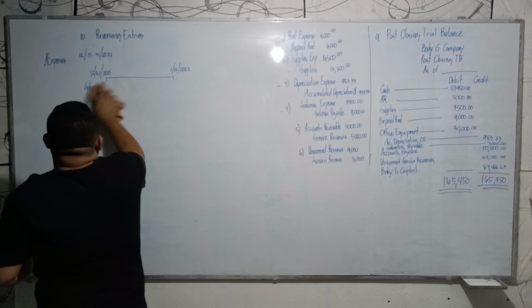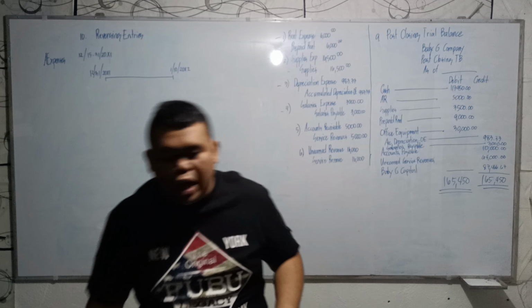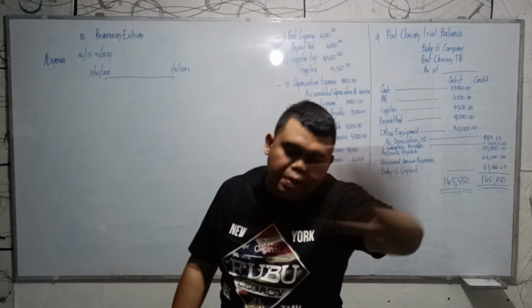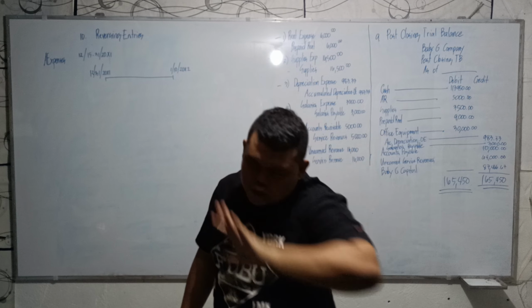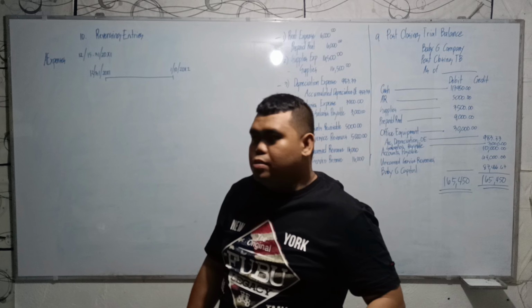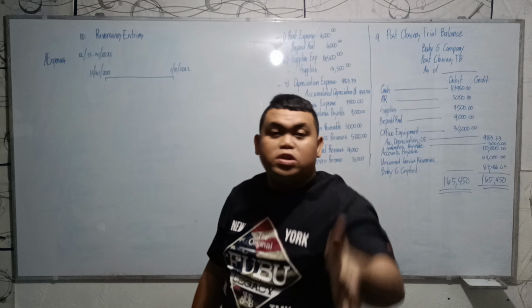So what is the normal entry when it comes to revenues? If you have collected some payment from your customer, of course, that's debit cash, right? And then credit revenues. So you wanted it to be like that, okay? If you wanted it to be like that, you have to use reversing entries.